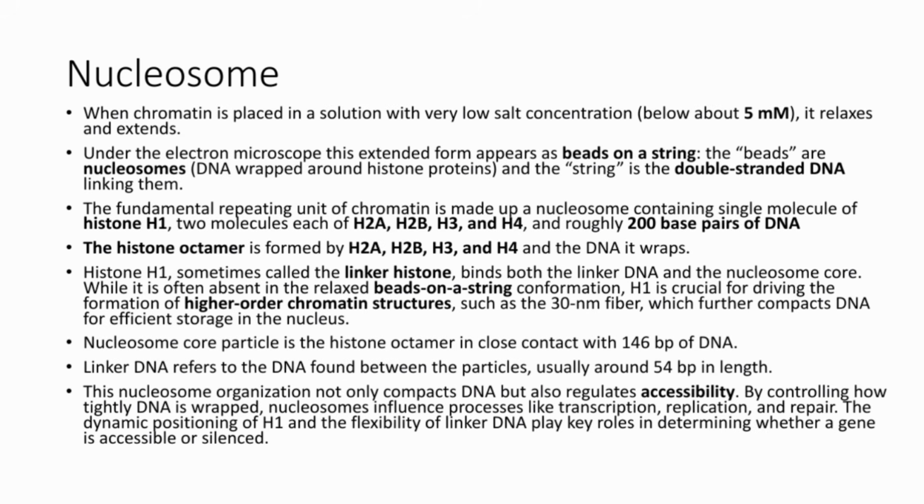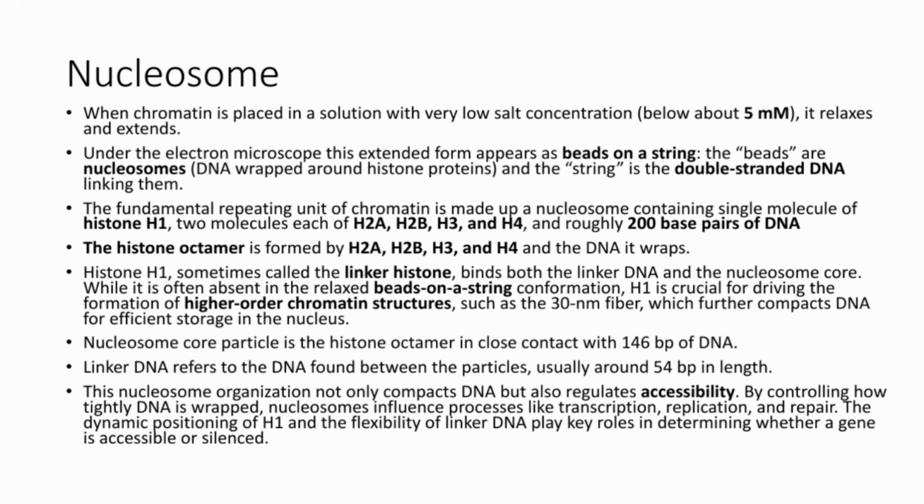The linker DNA refers to the DNA found between the particles and is usually around 54 base pairs in length, while the nucleosome core particle is the histone octamer and is in close contact with around 146 base pairs of DNA. So the octamer is these histones and the DNA, which is around 146 base pairs, while the linker DNA is around 54. So altogether, we have around 200 base pairs of DNA.